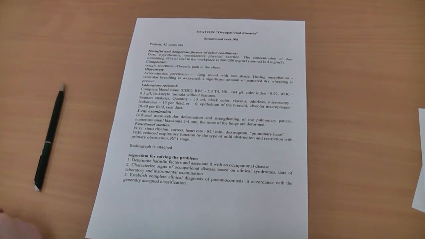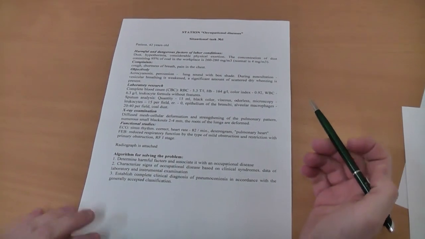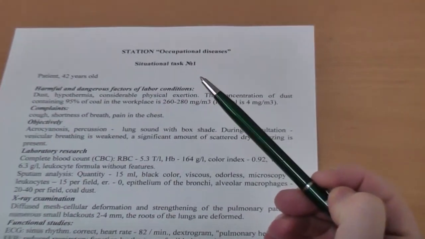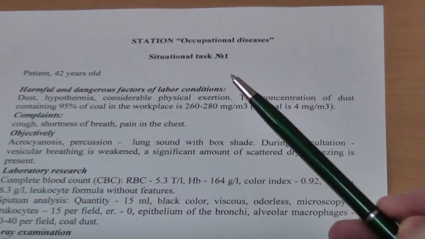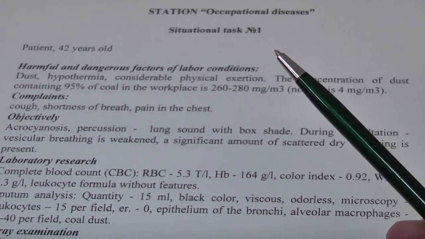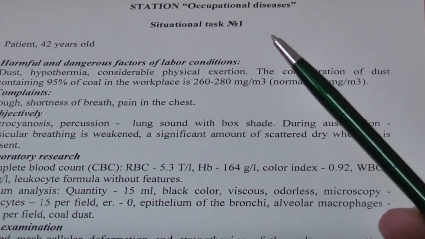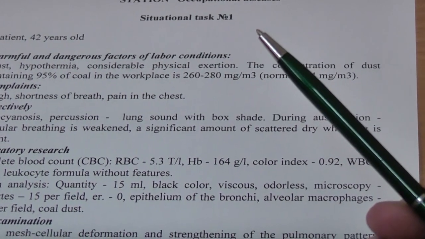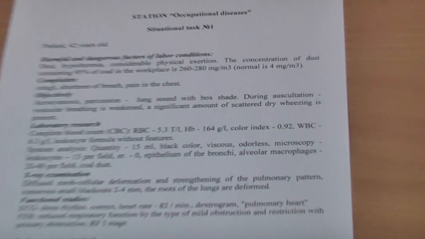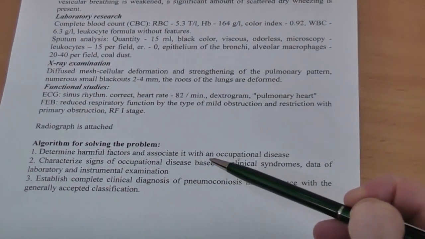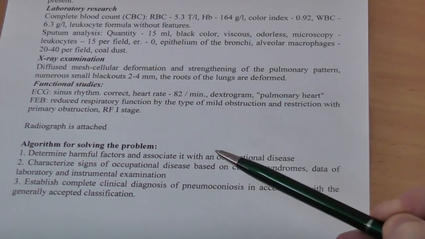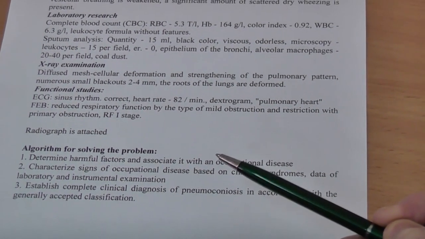The leading harmful factor is coal dust. The maximum permissible concentration of dust is exceeded 70 times, which corresponds to the fourth class of work. Due to the action of dust, anthracosis develops. Next question. The main clinical syndromes are chronic bronchitis and pulmonary failure.